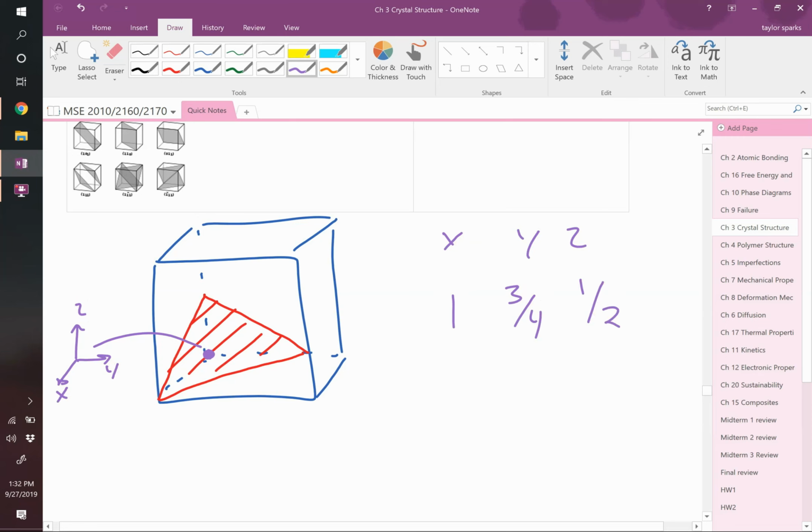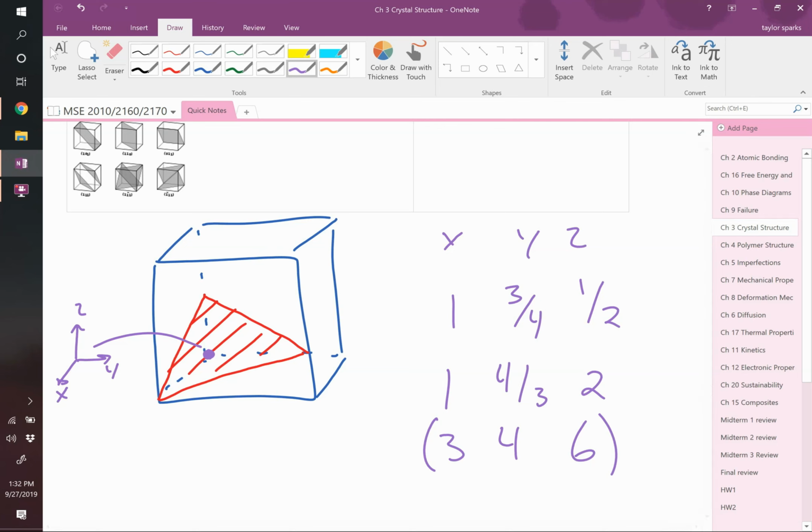So now what's the next step? Step 3 was to invert it. We take the reciprocal. So that becomes 1, 4/3, and 2. Step 4, multiply it so it's integers. What do we multiply by? Do 3. 3, 4, 6. Put it in parentheses. You're done. That is the 3, 4, 6 plane.